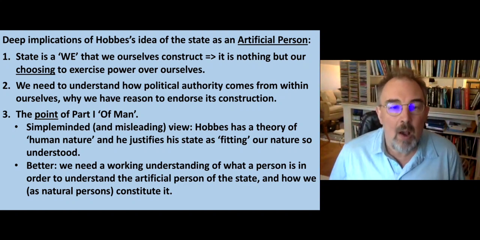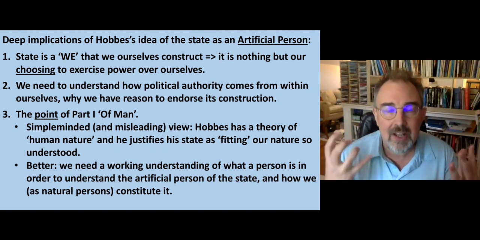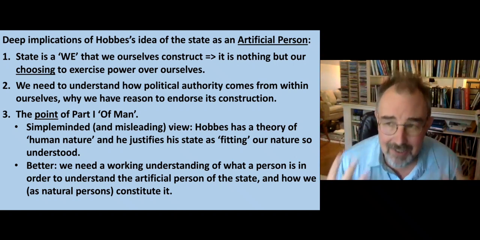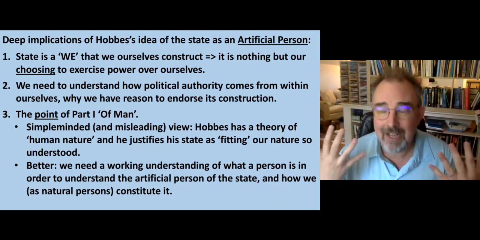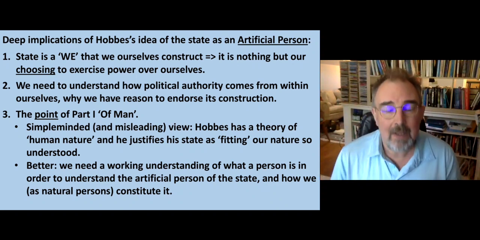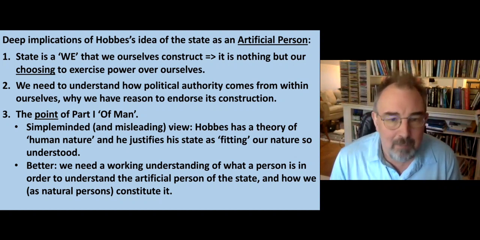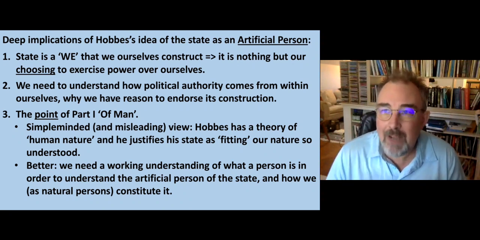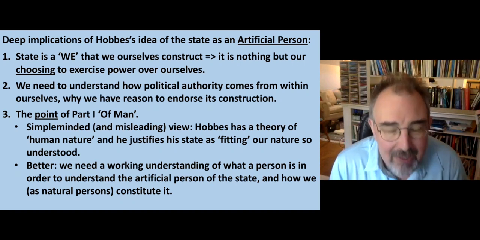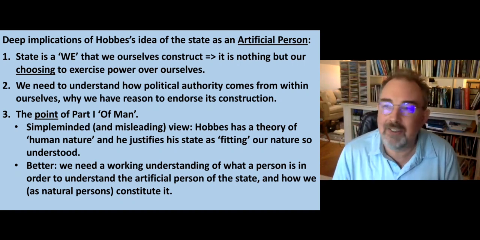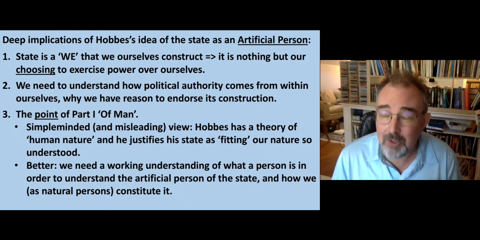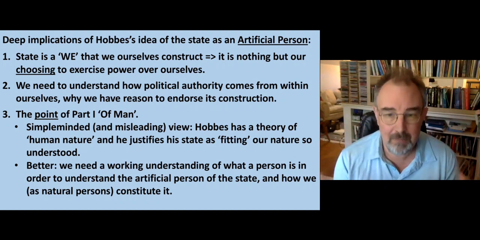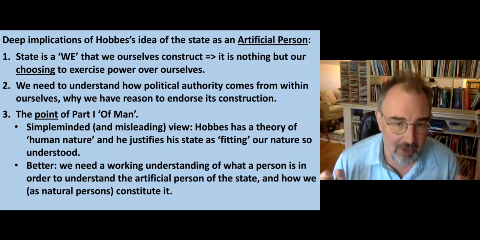is to think of Hobbes as recognizing, look, since the state is an artificial person, it's an agent, it acts, it decides, it has interests, it has rights, it has preferences, it has goals. Since that's the kind of thing the state is, we need a working understanding of what a person is. Only if we have a working understanding of what it is to be a person will we be in a position to understand what it is that we create and constitute when we come together as members of an artificial person that we call the state or the sovereign.